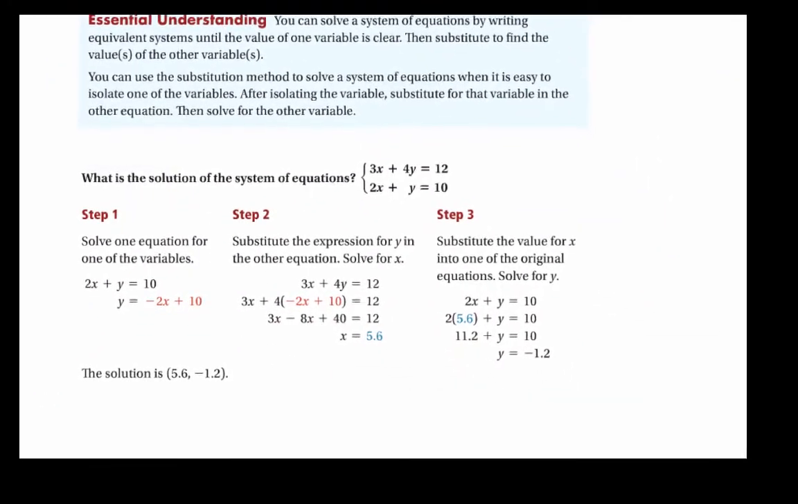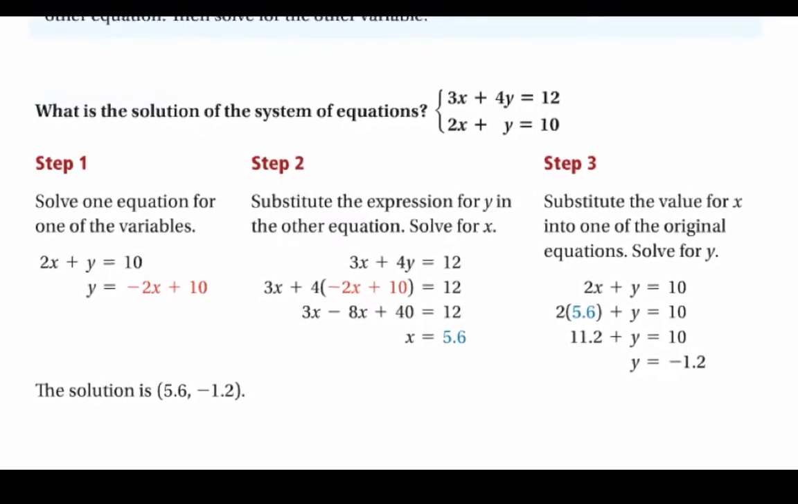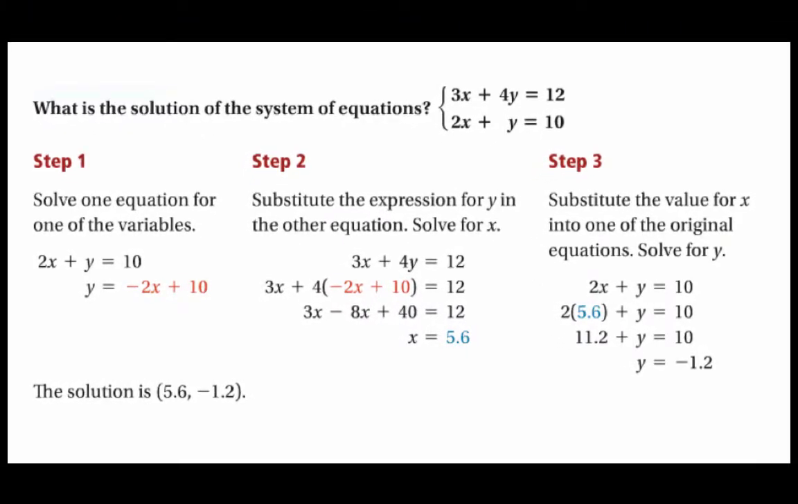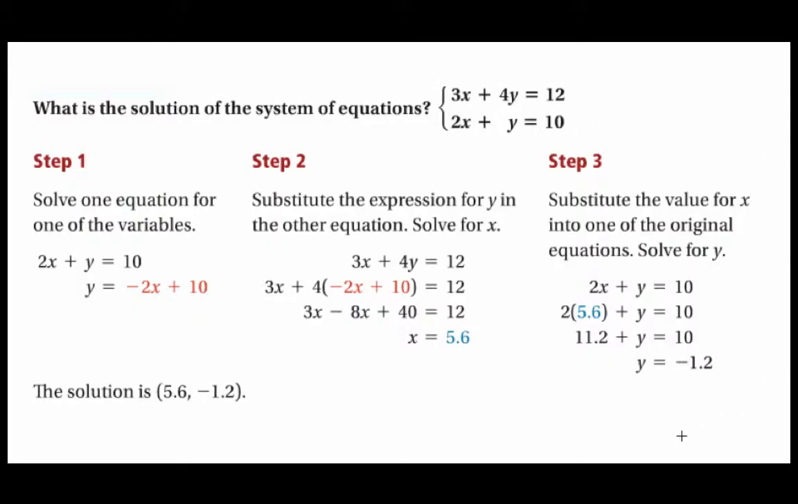So here's an example. What is the solution of the system of equations? And so again, a system is two equations that we work with together simultaneously. So we have our curly brace here indicating that this is a system. So when we examine our system, we notice right here this y has no coefficient, or a coefficient of 1, implied. So this is set up fairly well for a substitution problem.